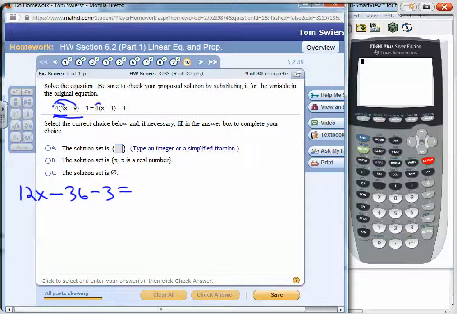All right, we're going to distribute the 4 on the right side. 4 times x is 4x. Bring down the minus. 4 times 3 is 12. And then the distributing stops because of the right paren, but then bring down the minus 3.